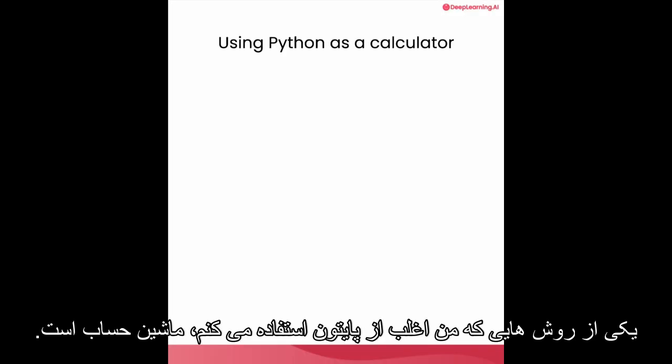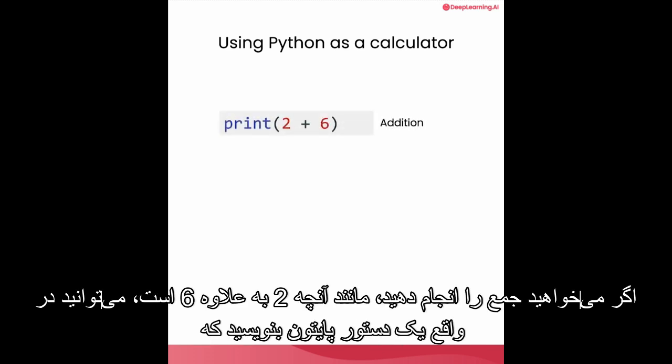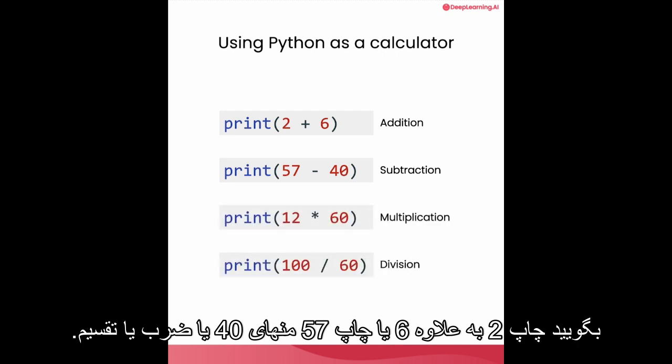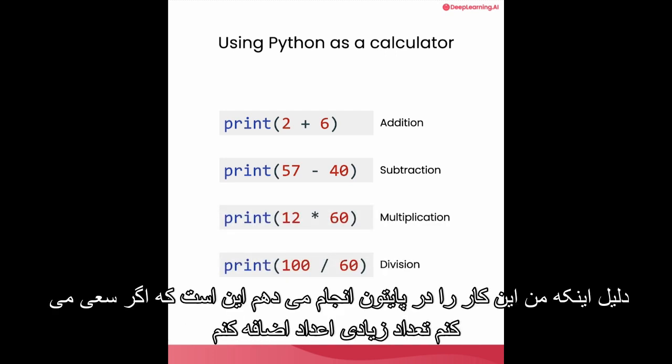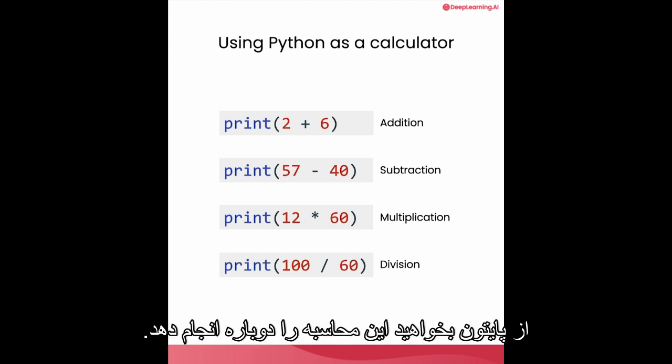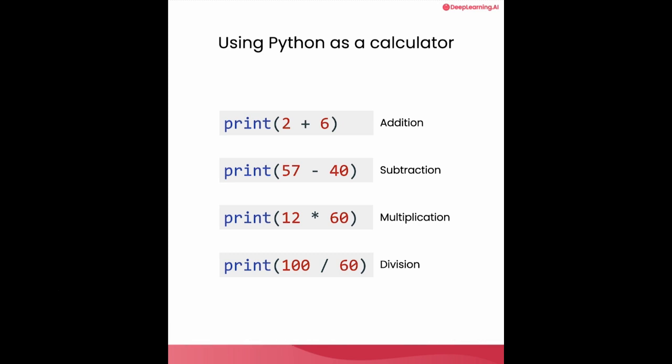One of the ways I often use Python is as a calculator. If you want to do addition, like what's 2 plus 6, you can write a Python command to say print 2 plus 6, or print 57 minus 40, or multiplication or division. The reason I do this in Python is because if I'm trying to add a lot of numbers and make a mistake, I can go back and edit one of the numbers and have Python redo that calculation.